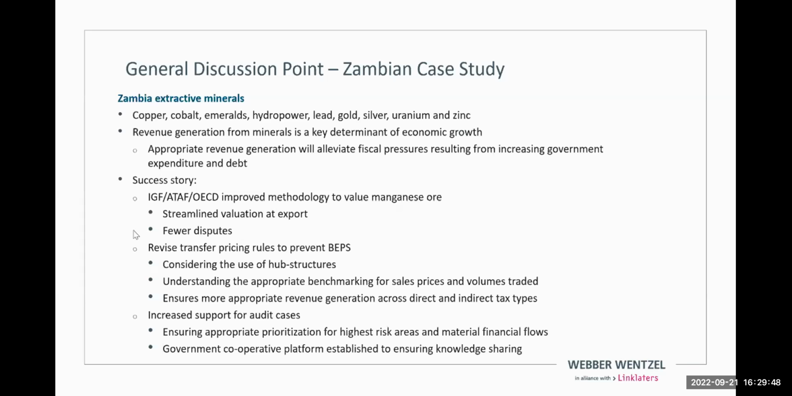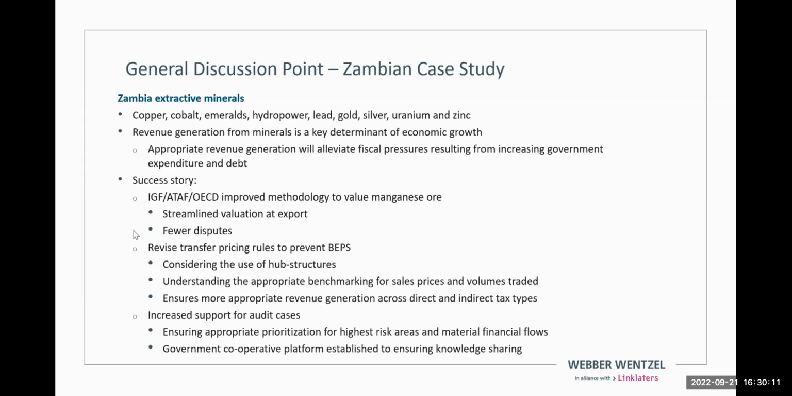Understanding the appropriate benchmarking for sales prices and volume traded, which I think we've discussed earlier, is important. These are very difficult to use as a direct metric, but at least understanding is a beginning, and it helps to ensure the appropriate revenue is generated across the direct and indirect tax types. Which I think is quite an easy one.